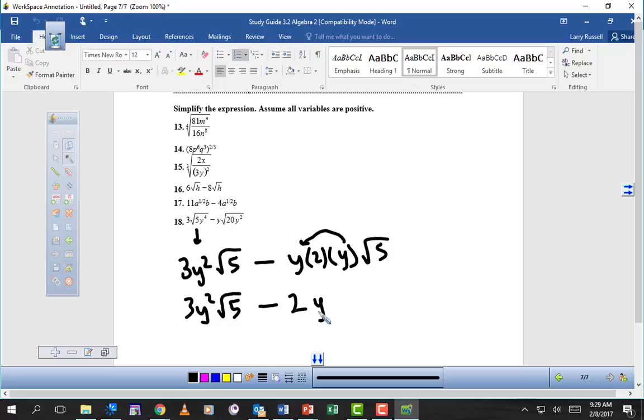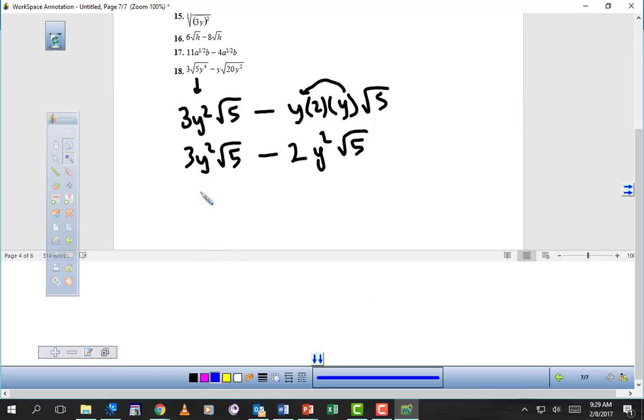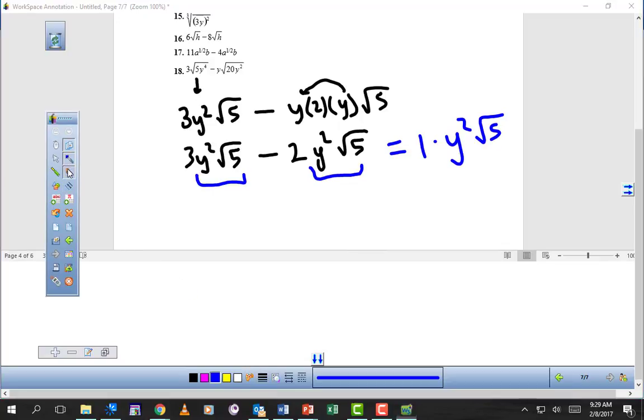Now let's combine the y's. We'd have 2y squared square root of 5. And now if you examine this portion and this portion, they are the same now. And now that they are the same, we can add these two as if they were like terms. And in fact, they are like terms. So 3 of these minus 2 of these would be 1 of these. And then we have a y squared square root of 5. And of course, this looks kind of awkward having a 1 sitting out here. So we're going to kind of erase that. And then just leave it like this. And there you have it.